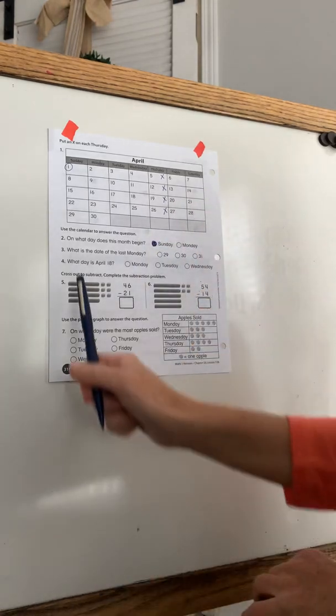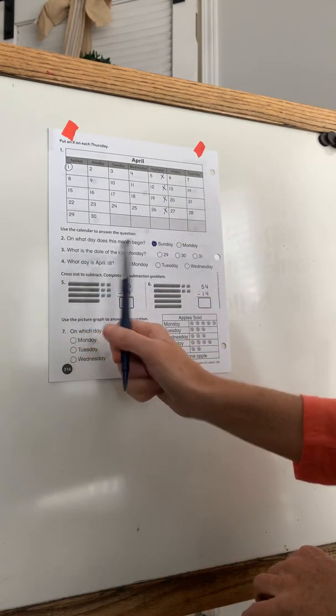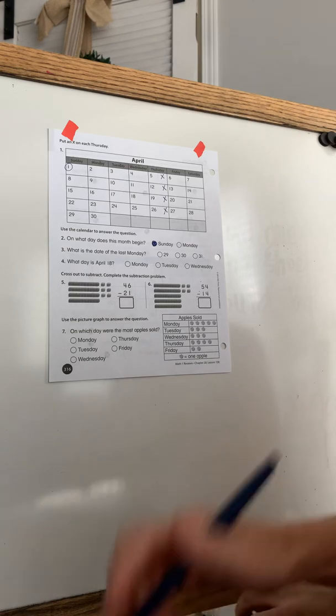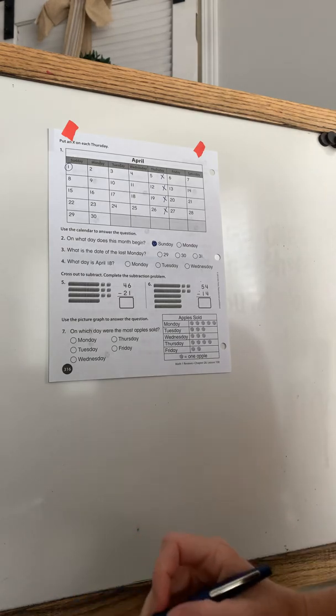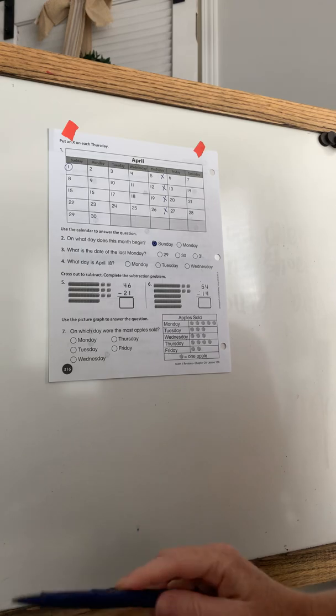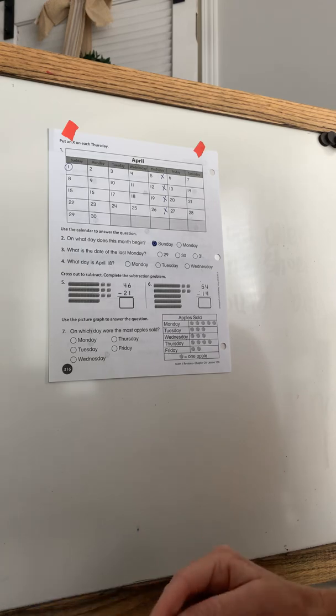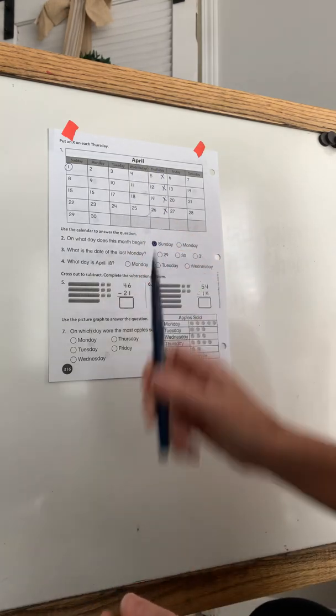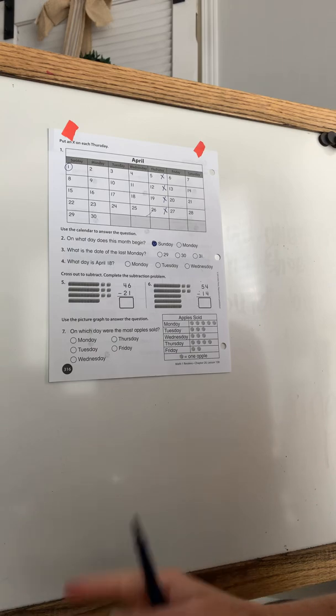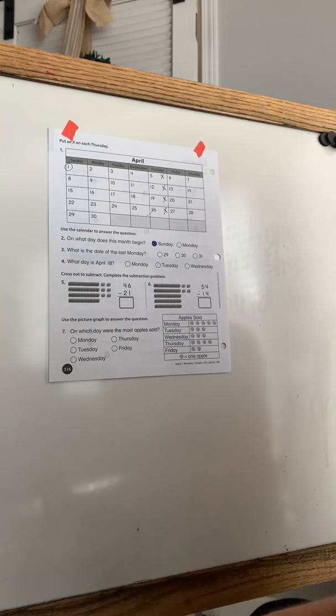Okay. Number 3, what is the date of the last Monday? Okay. Date and day are different. Day is day of the week. Like if they ask you for the day, they want to know Sunday, Monday, Tuesday, Wednesday, Thursday, Friday, Saturday. If they ask you for the date, they want to know the number on the calendar. So day is day of the week and date is always the number.